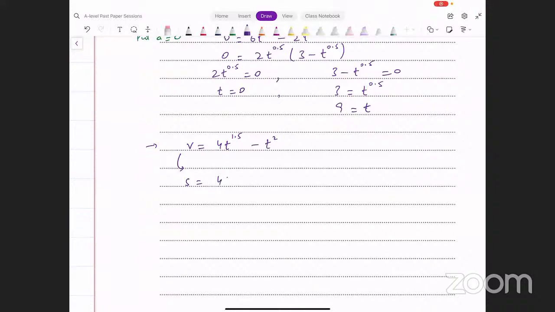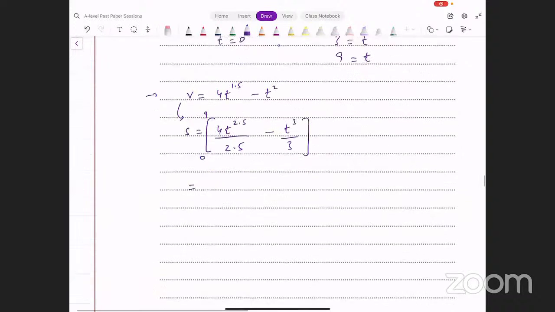What do we get from that? 4t raised to power 1.5 में 1 add किया, that gives us 2.5 divided by that increased power minus t cube over 3. This is the displacement. And now we input the limits on that. Limits कहाँ से कहाँ तक? 0 से लेकर 9 तक ये limits डाल देते हैं, and that's going to give us the displacement for this.